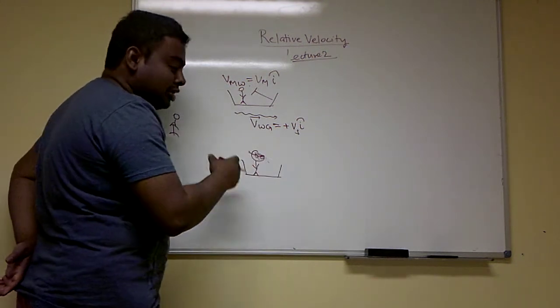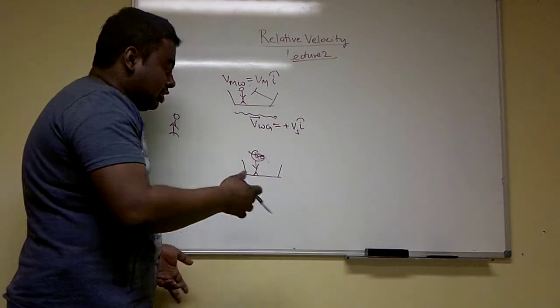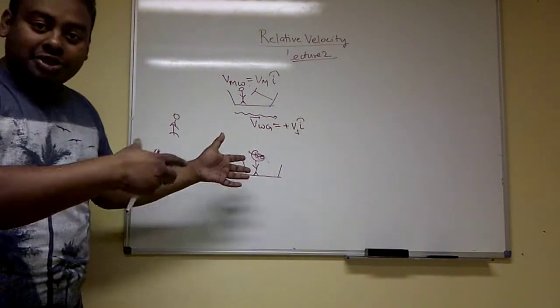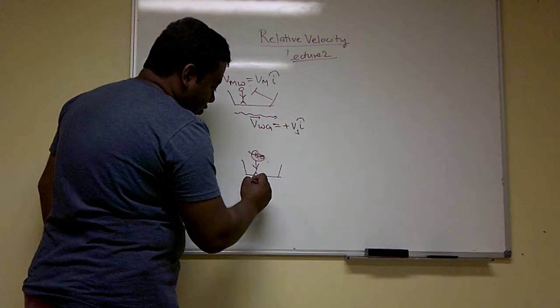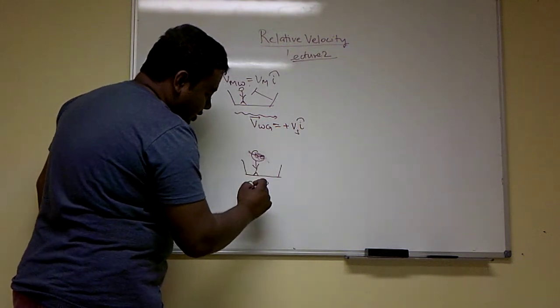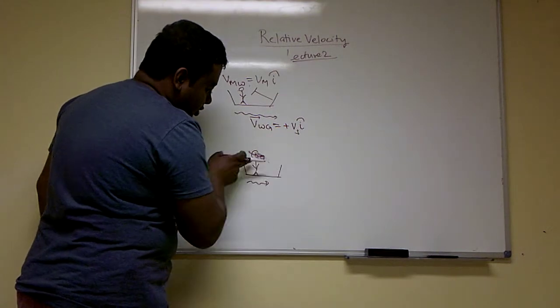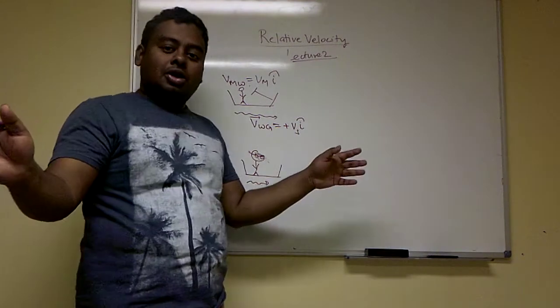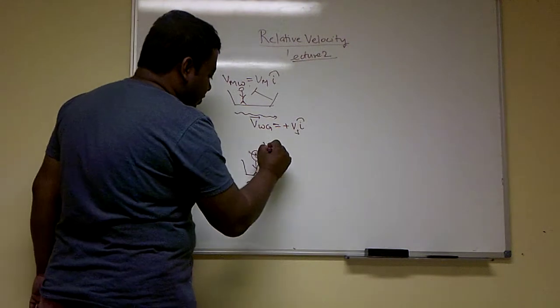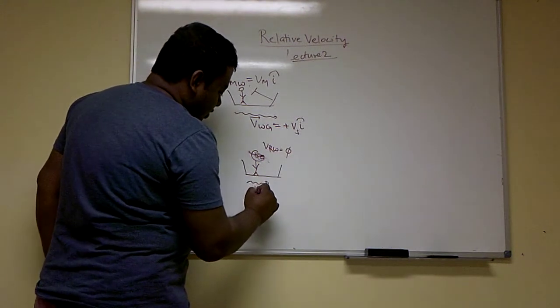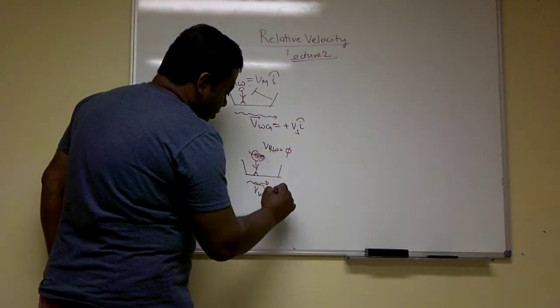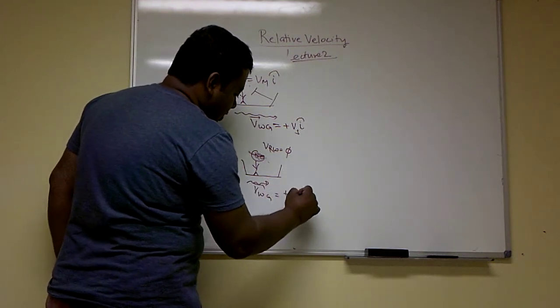Looks like a nerd, but he could be a very dashing personality in there. So this is moving downstream, and the raft person is in no hurry. So the velocity of raft with respect to water is 0, and velocity of water with respect to ground continues to be plus Vs i cap.